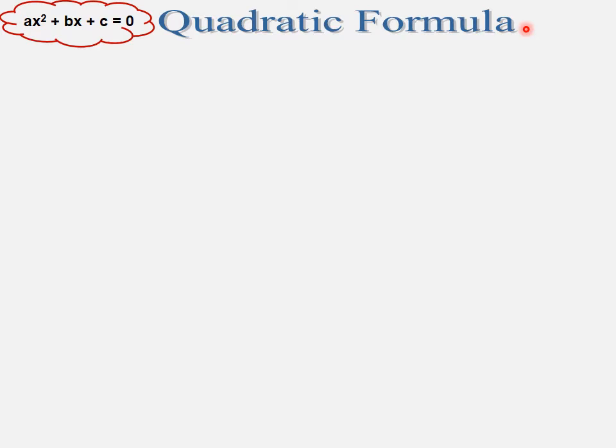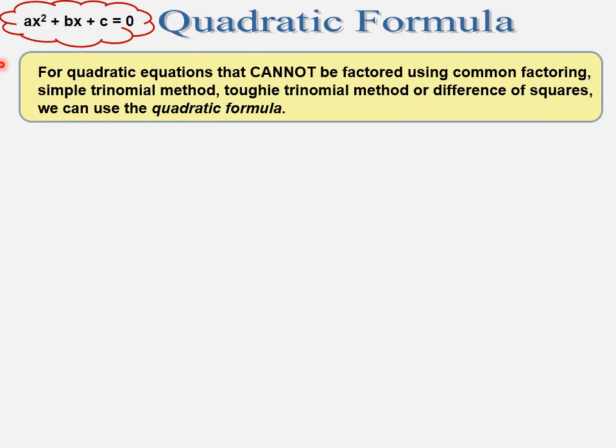So today's video we're looking at the quadratic formula, and we're going to be using it on our trinomials in the form of ax squared plus bx plus c, which is standard form. So when do we use the quadratic formula?